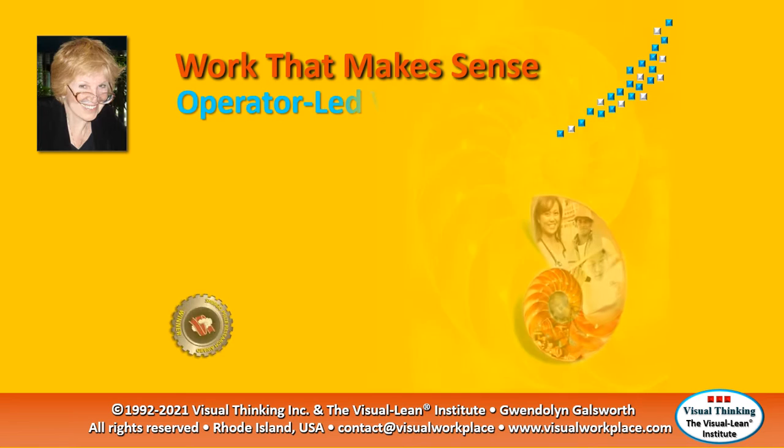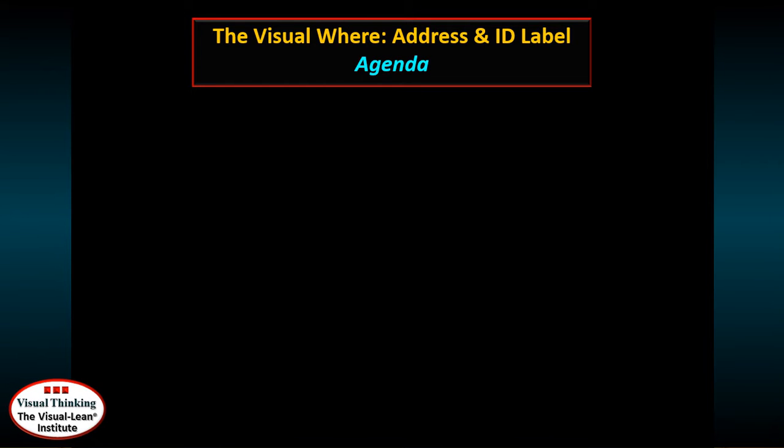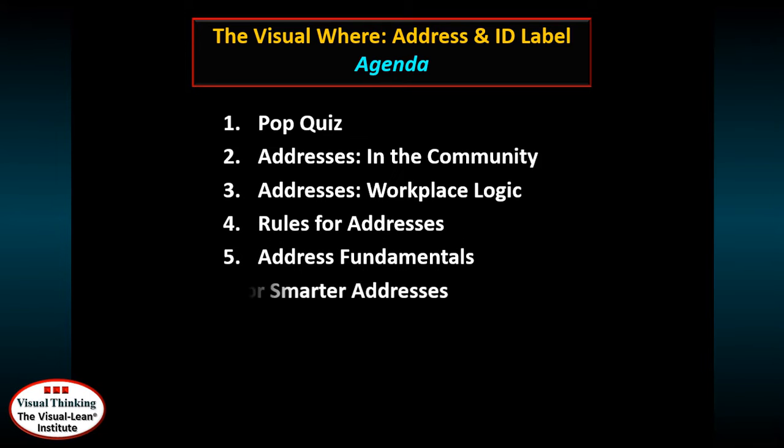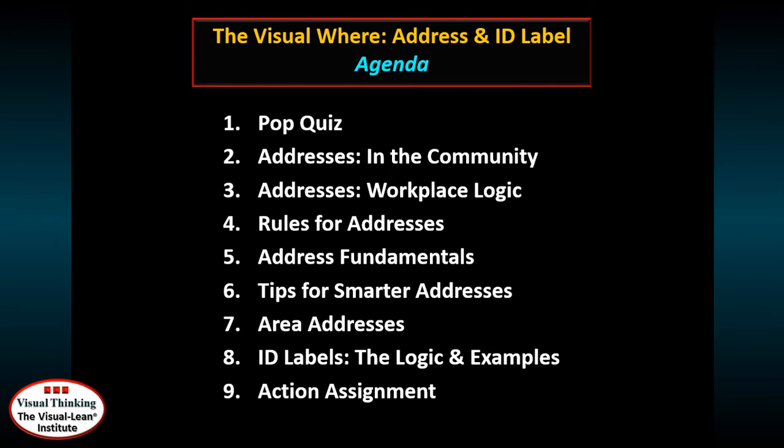It's Gwendolyn, with Module 9 in my Work That Makes Sense suite, and the two operational partners to Borders and the Visual Where: addresses and ID labels. The Module 9 agenda follows familiar lines. First, a pop quiz to get the thinking juices going, then the logic of addresses, a set of address rules, address fundamentals, and tips for making your addresses smarter. Your teams will study over 40 actual address solutions and tackle 3 hands-on exercises.